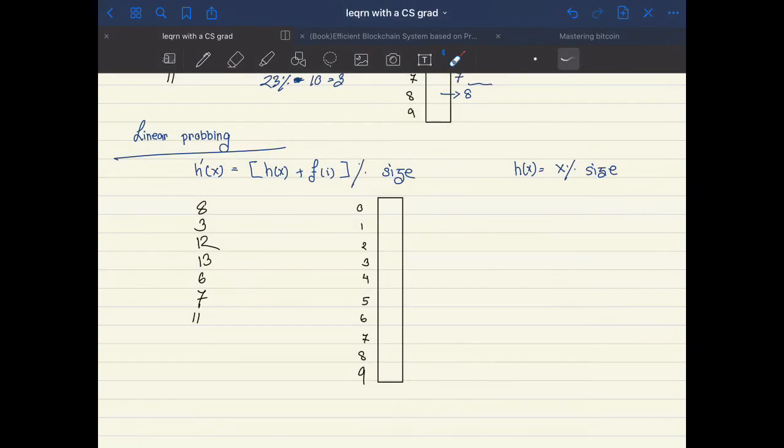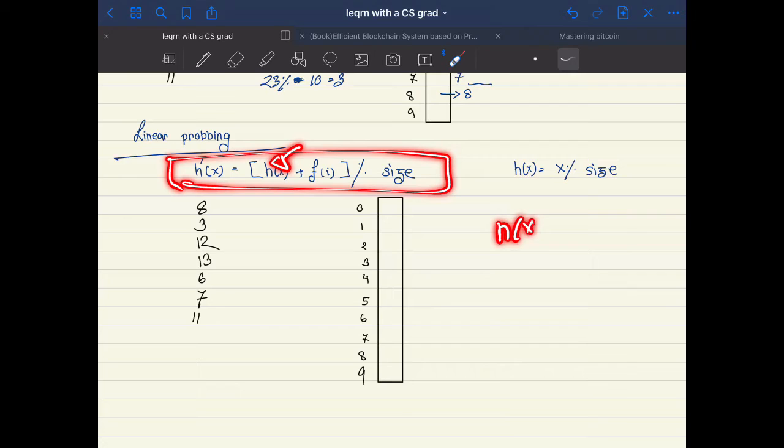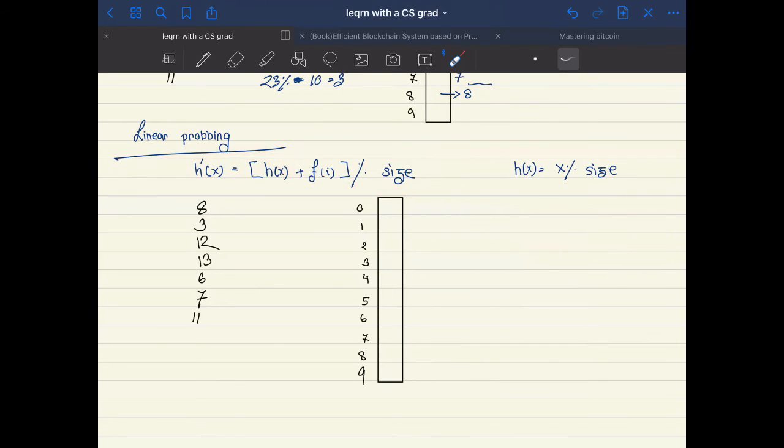Now we are going to talk about linear probing. The equation of linear probing is a bit different from chaining. Here is the equation, and it still has the value of h(x), which is the same that we worked with before. However, we have f(i), where f(i) is basically the value of the indexes, so it goes from 0 up to 9 for this case, and the size is 10. Always remember that the values change based on the situation.